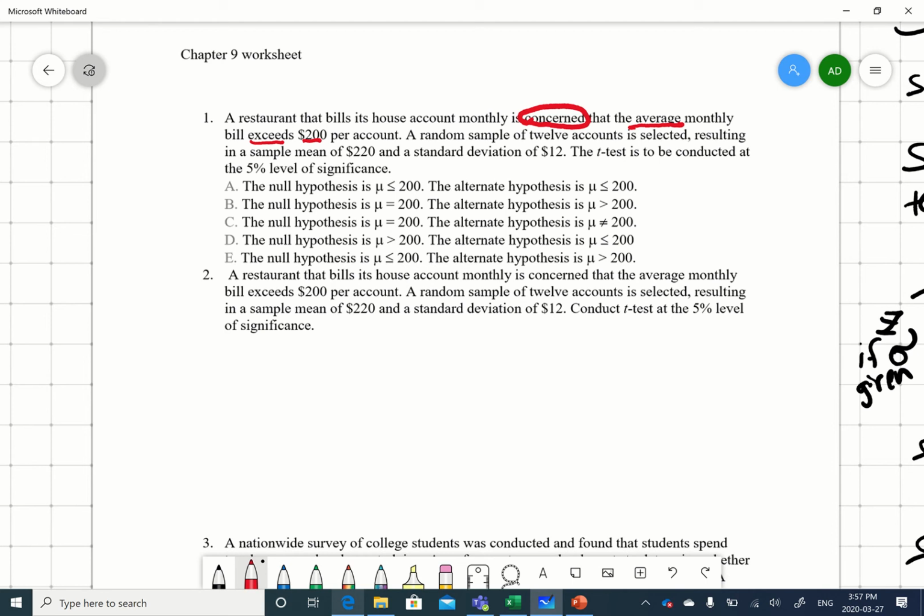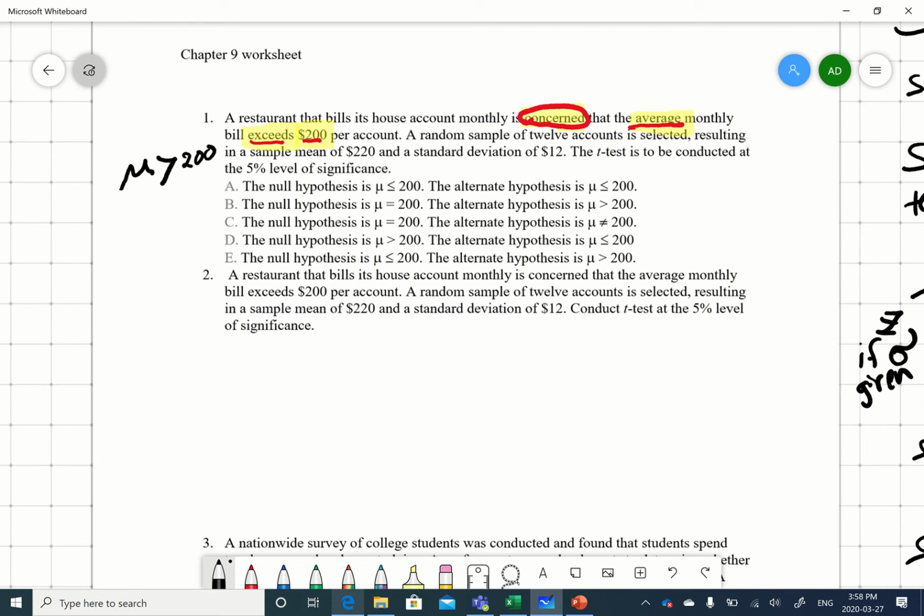You need to read that, pick the correct hypothesis, and sometimes you may have to convert it into notation. So it is very clear to us that we are dealing with a mean, right? Average. And it is very clear that their concern is that the average is more than 200. So you have to write that down. You have to convert it into notation. This is their concern.